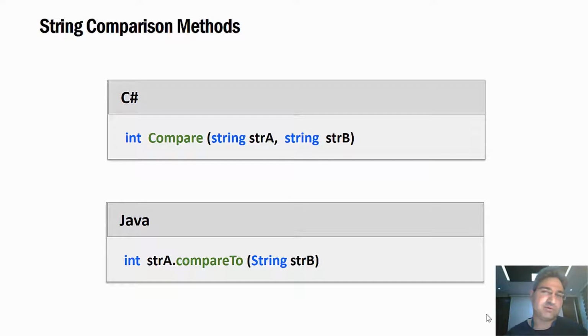But we don't have to implement the comparison operator by ourselves. There are methods for them in every language. Like in C# we have Compare, and in Java we have compareTo. There is a difference in syntax because in Java strings are instances of a class. So I can say string A dot compareTo string B, and it compares string A with string B, and then returns either a positive, a negative, or zero value. Positive if it is greater, negative if it is smaller, and zero if they are equal.